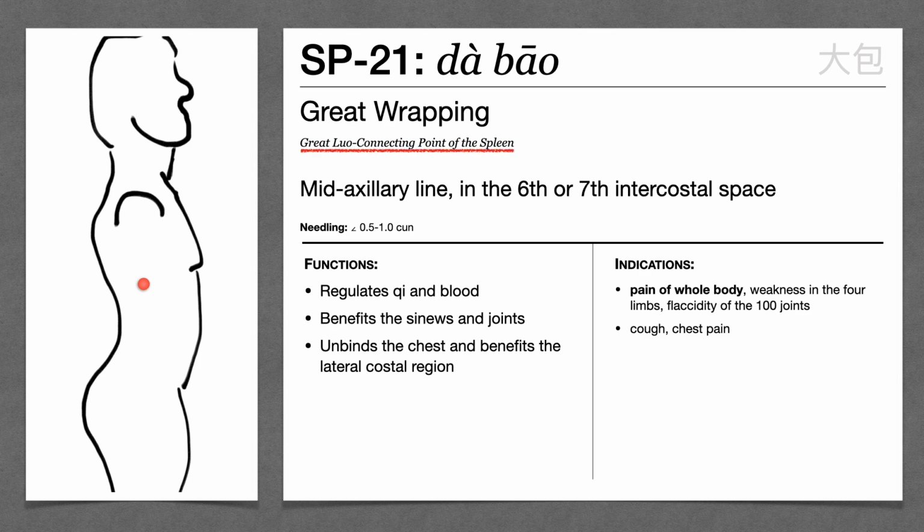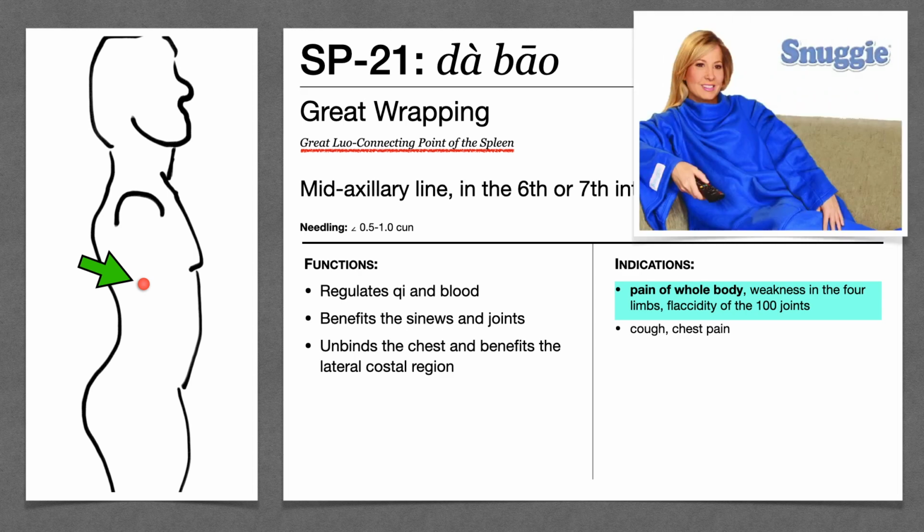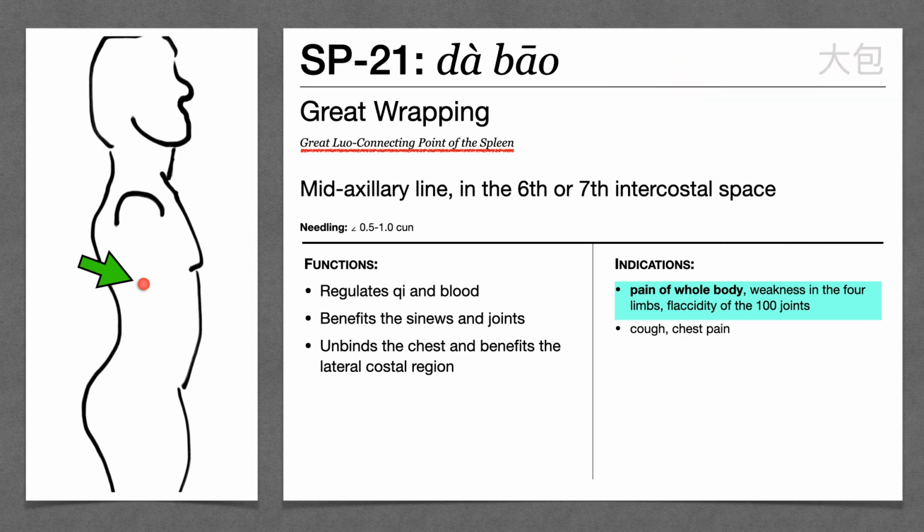Spleen 21 is the great luo connecting point of the spleen. Remember, we said that the spleen great luo channel starts at spleen 21 and spreads over the chest and the lateral costal region. So that's why spleen 21 unbinds the chest and benefits the lateral costal region. And then we said that the spleen great luo gathers the blood of the luo connecting channels of the entire body. So that's why spleen 21 treats pain of the entire body. The name of spleen 21 is Da Bao, which means great envelope or great wrapper. So you can think of spleen 21 wrapping around the entire body to treat full body pain. Then we also see weakness in the 4 limbs because the spleen governs the 4 limbs.